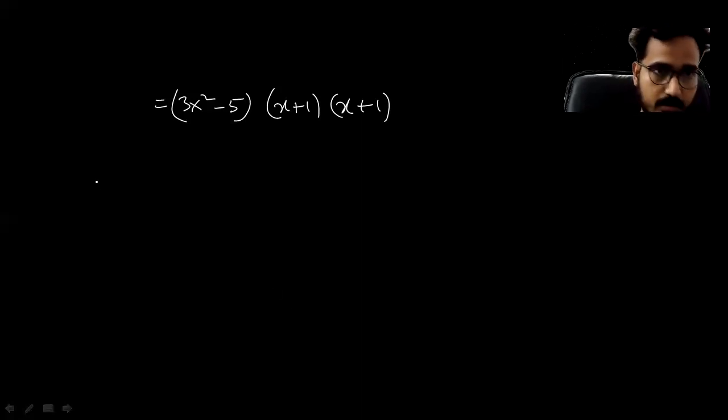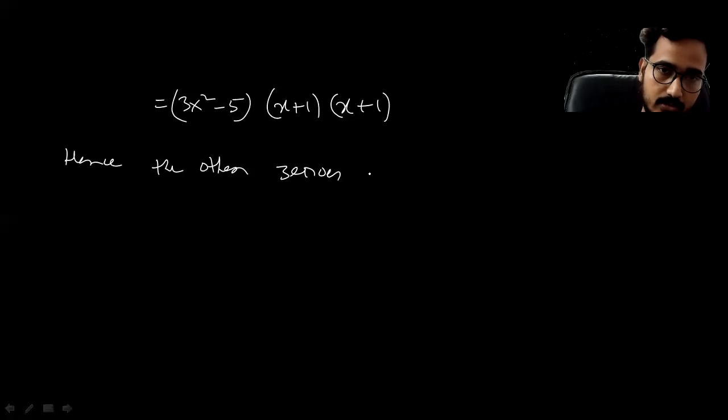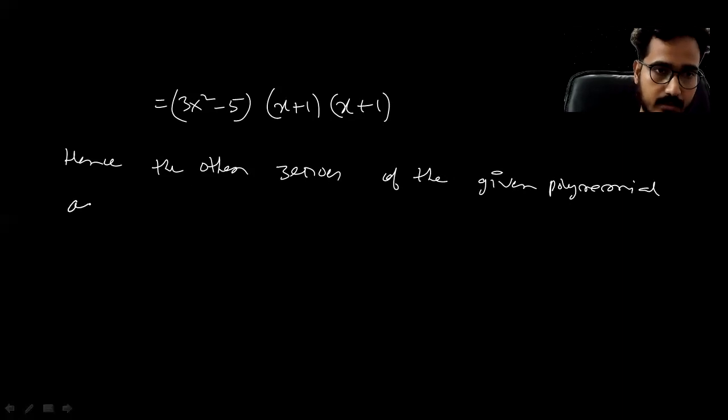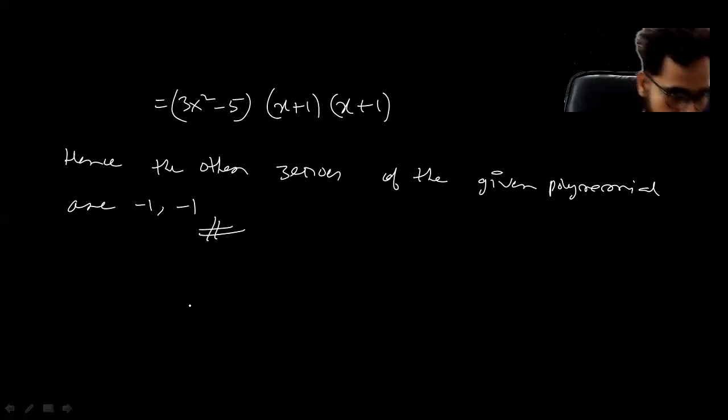Yes or no? So hence the other zeros or roots of the given polynomial are minus 1 and minus 1. So these are the two required factors. Okay, so this is question number 3.